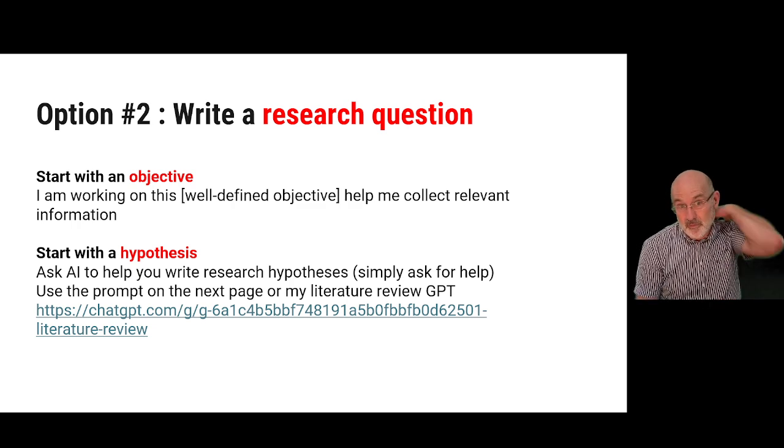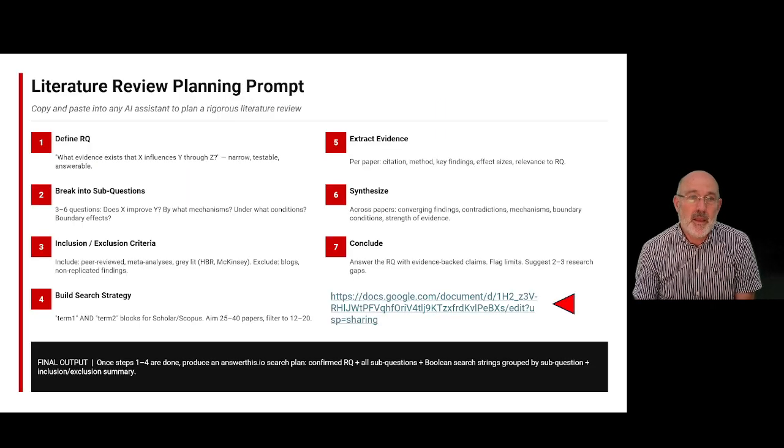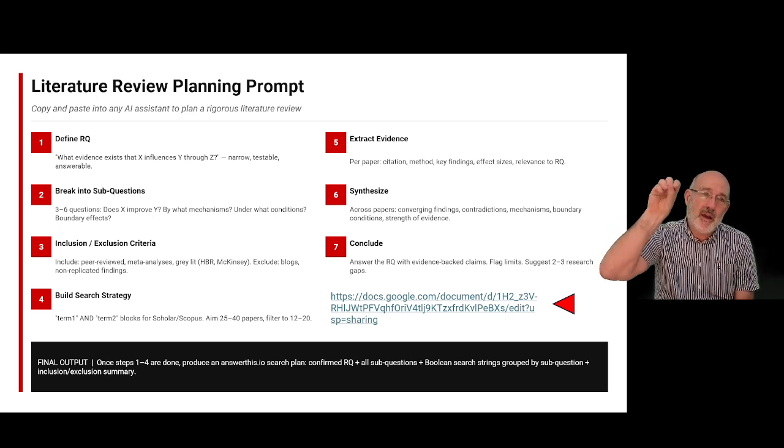Start with an objective. I'm working on this well-defined project. Help me collect relevant information. Or better yet, start with a hypothesis. You can ask AI to help you write research hypotheses. Simply ask for help. Use the prompt on the next page on my literature review GPT. What you can do is you can take our literature review planning prompt, which is at the link on this page. It will define how you actually define what you're looking for.